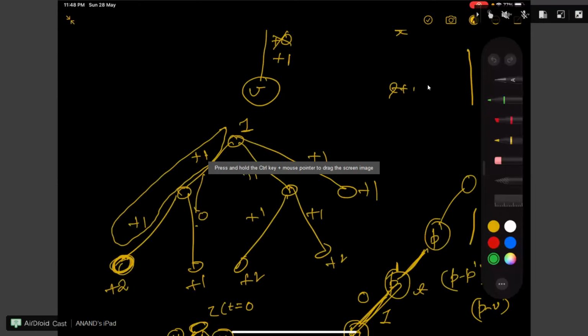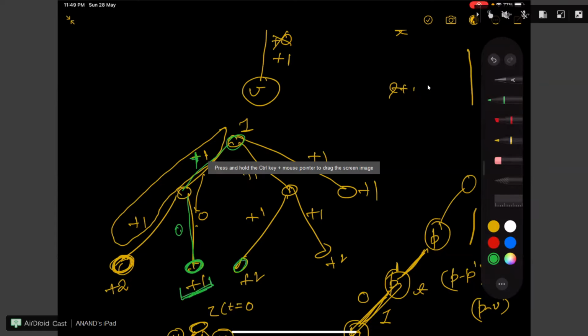For example, if you want to find at what time this node will be drawn, you have to find the sum of all the weights of the edges which are encountered in a path from one to this one. So +1, and then here it is 0. So +1 plus 0 is equal to +1. So this node will be drawn at +1.